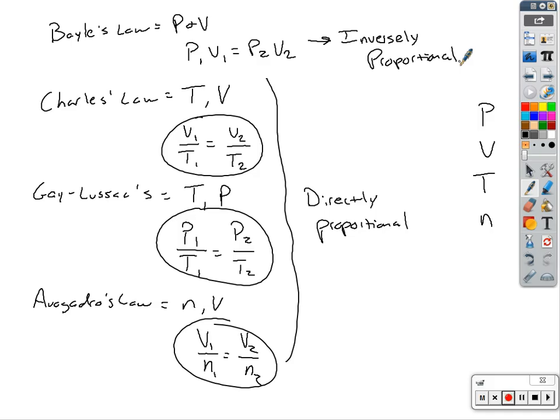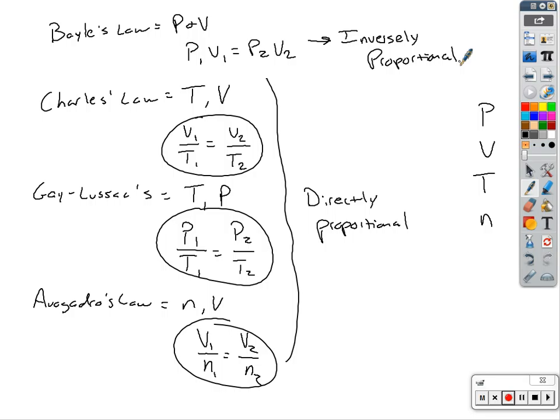Now, mathematically, we're going to approach them all the same way. Because in the end, because of the potential for variables in the denominator, we're going to end up cross-multiplying whenever we do problems with Charles' law, Gay-Lussac's law, and Avogadro's law. And that cross-multiplying will make the equation look like Boyle's law. So mathematically speaking, when it comes time to do the algebra, when it comes time to solve for one of those variables, all the math is the same.